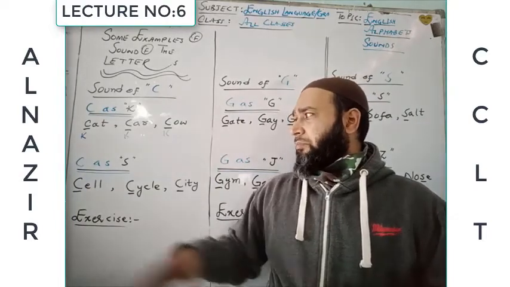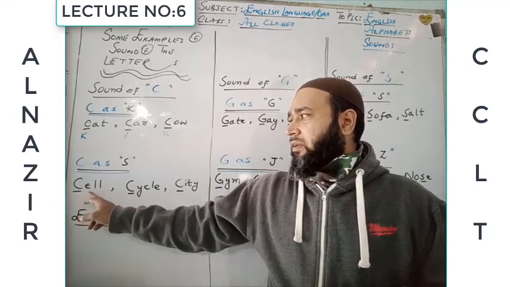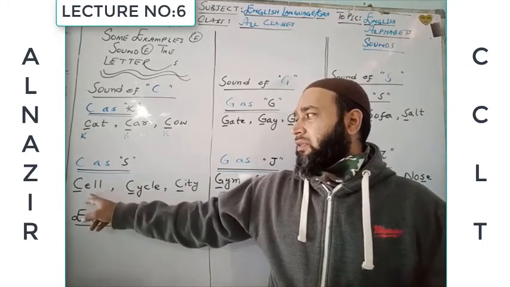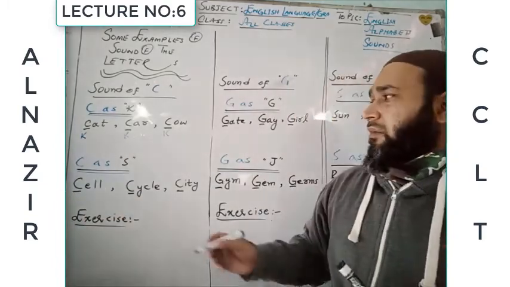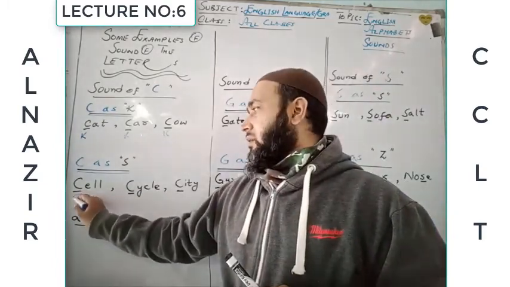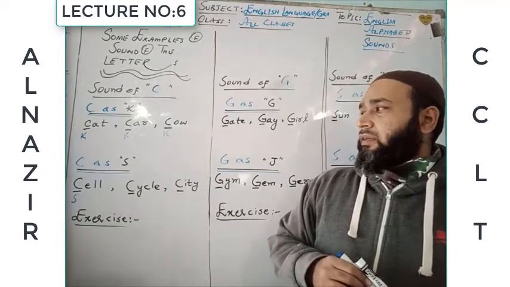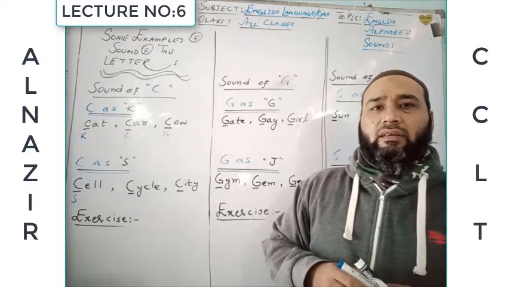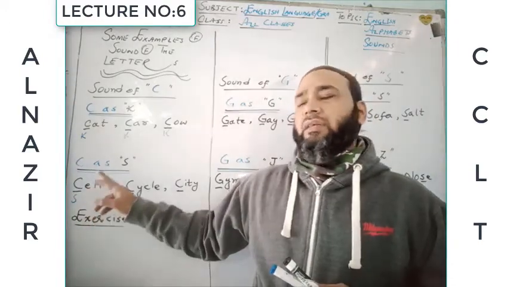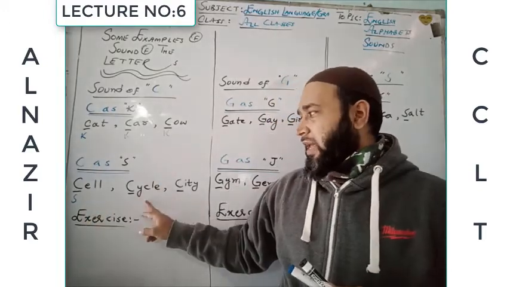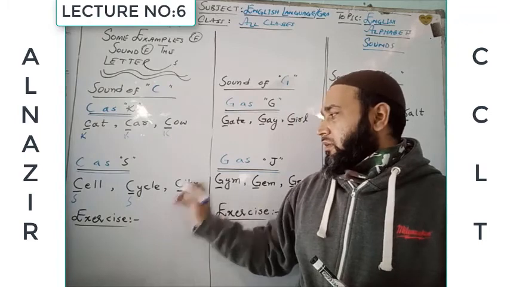Here's another example: C making the sound of S, like cell. Here is a dominant sound of S. Here C is not C, that is S. That's why we pronounce it cell, cycle, city.